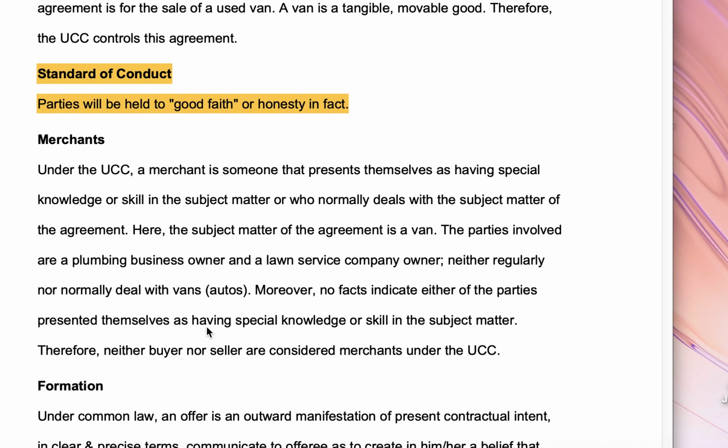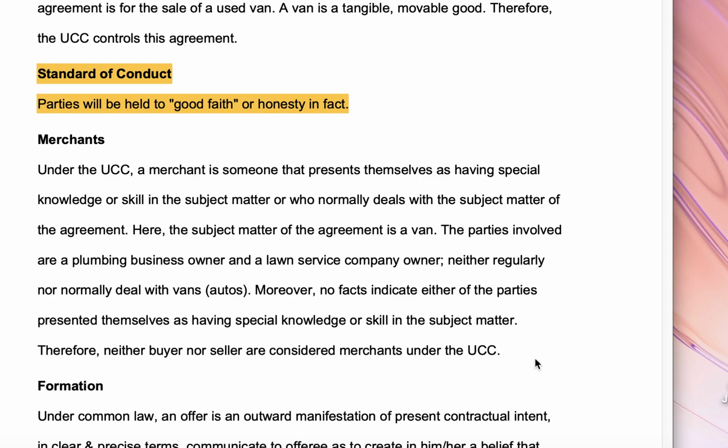See, that's very good. They're showing their work. They're showing the details. You've got to do that. Parties involved are a plumbing business owner and a lawn service owner. So you're showing that you're using logical reasoning, and it says neither regularly or normally deals with vans or autos, so they're not merchants for that. Moreover, the facts indicate the parties presented themselves as having special knowledge or skill. So therefore, neither the buyer nor the seller are considered merchants under UCC.